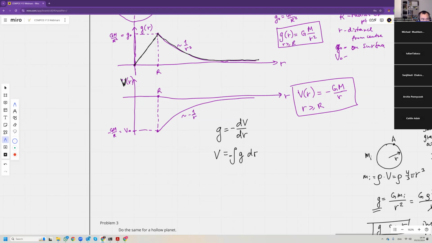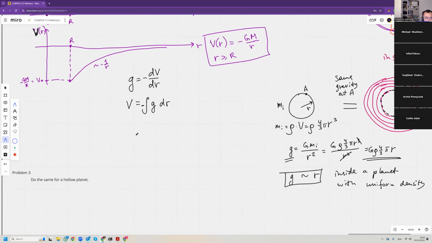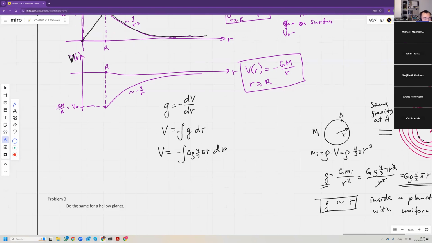Right? So if you integrate, this is a straight line. So if you integrate that, V is the minus integral of G rho 4/3 pi r dr, and r changes from 0 to r.